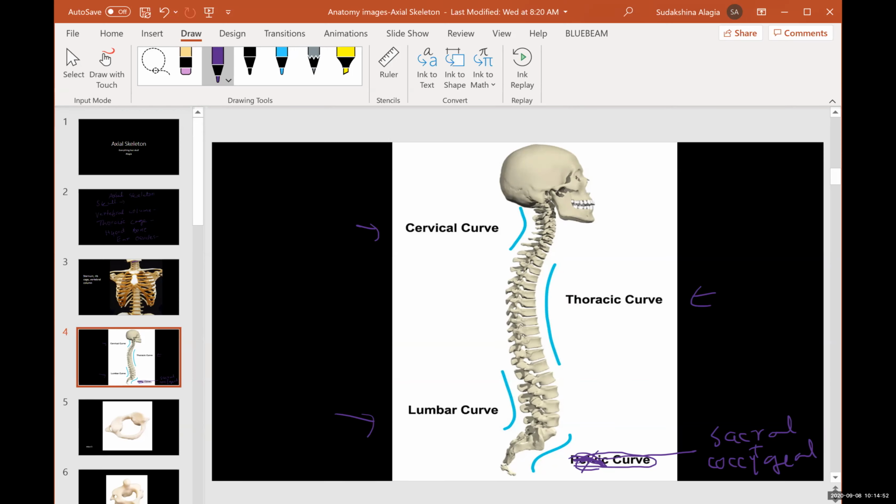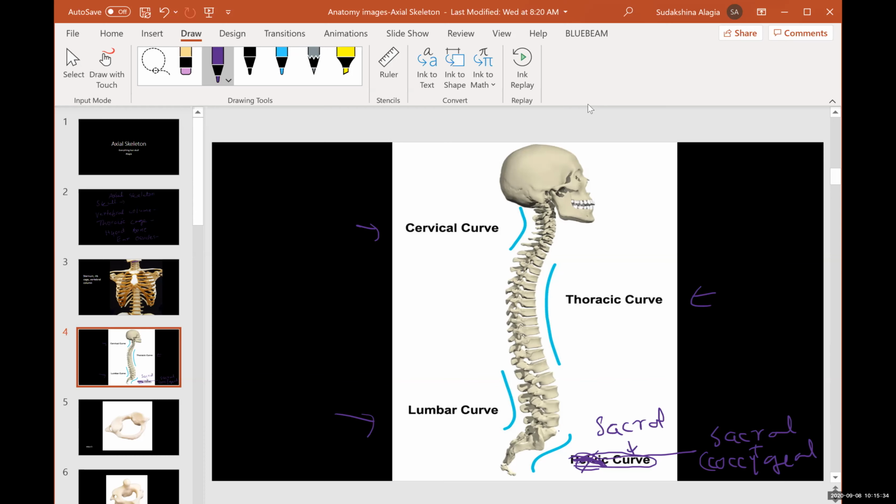So the cervical curve, the thoracic curve, the lumbar curve, the sacral, don't call it coccygeal, but this is called sacral curve. Basically, this is how the curvature looks like. Just have a general idea. If you're looking at anteriorly, then this is basically concave, convex, concave, convex. So cervical, thoracic, lumbar, sacral.